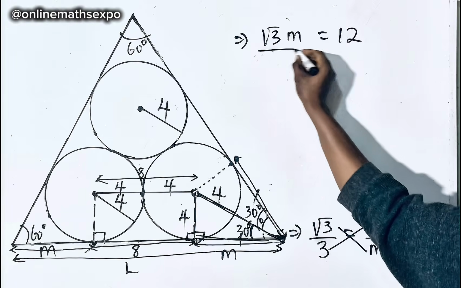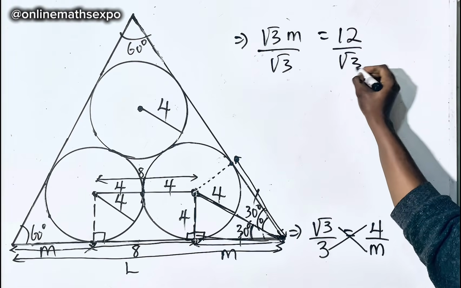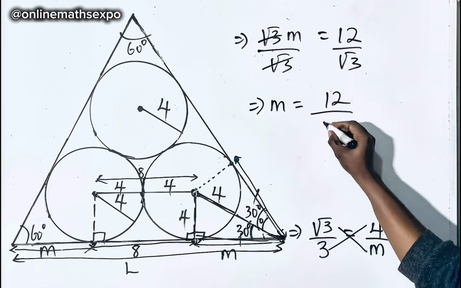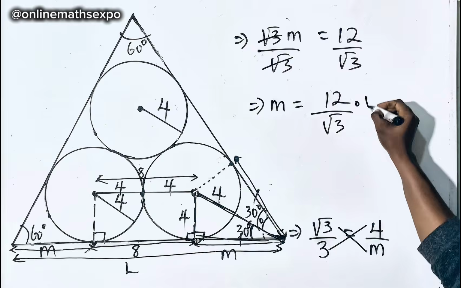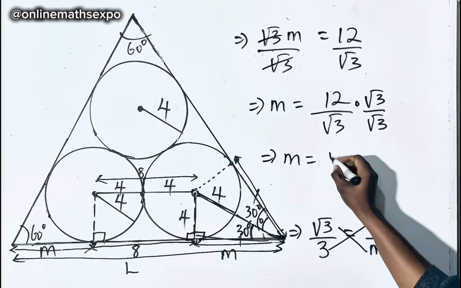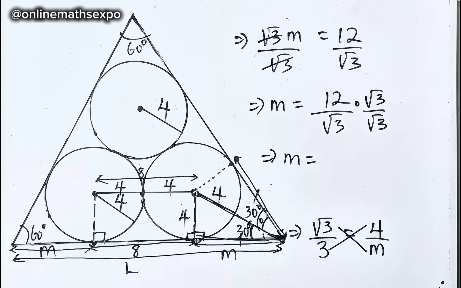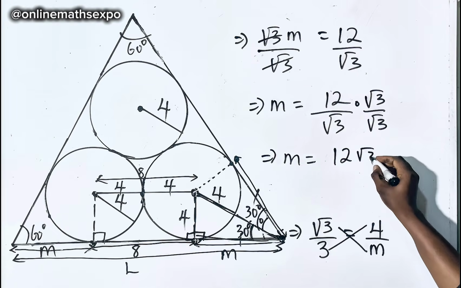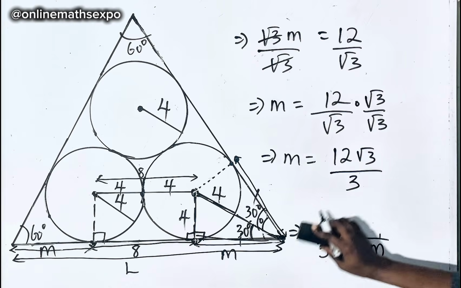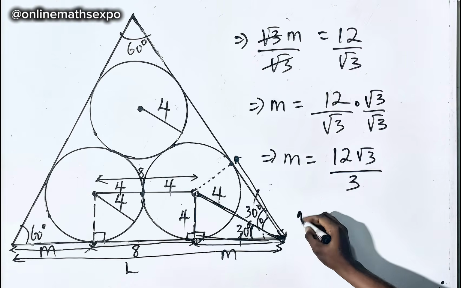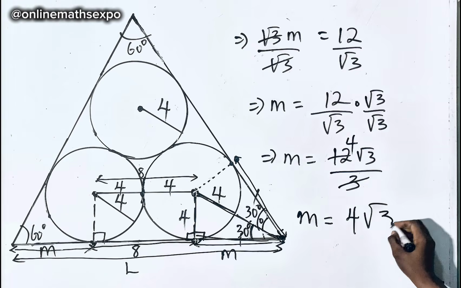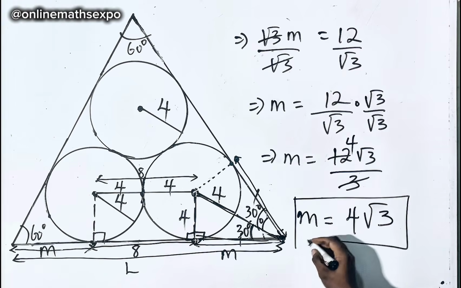So to get M, divide by root 3 on both sides, and this cancels. We have M is 12 over root 3. Rationalize this by multiplying by root 3 on top and bottom. So we have 12 root 3 over 3. Dividing, we have 4 root 3. So the value of M here is 4 root 3.